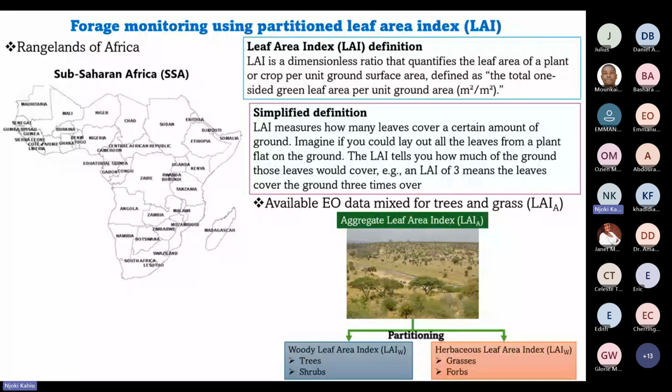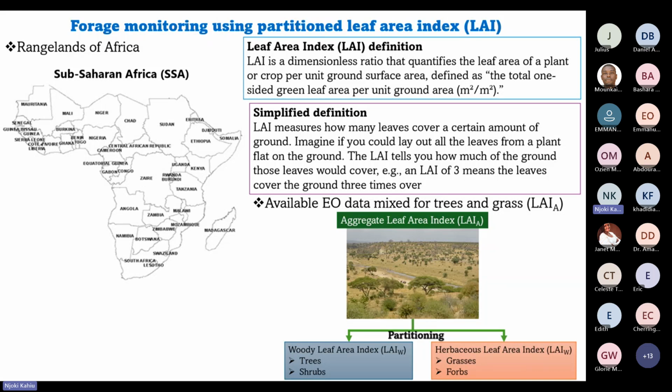Because leaf area index is mainly capturing the leaf area of a plant or crop per unit ground, the green leaf area per unit area of ground. In simplified terms, it measures how many leaves cover a certain amount of ground. If you imagine laying all the leaves from a plant flat on the ground, the LAI tells you how much of that ground the leaves would cover. For example, an LAI of 3 says that the ground will be covered by 3 layers of your unit area of coverage.